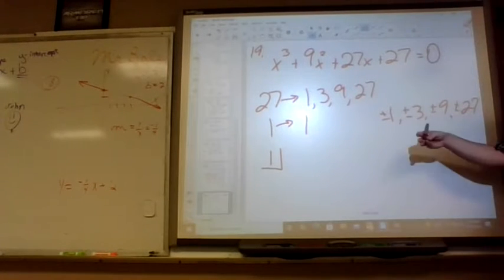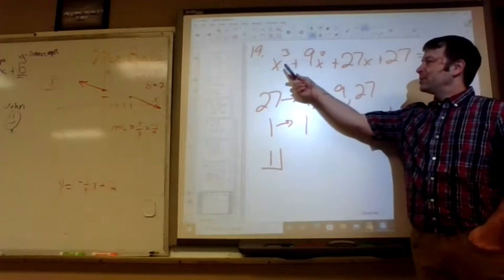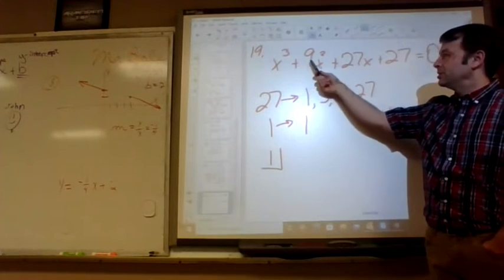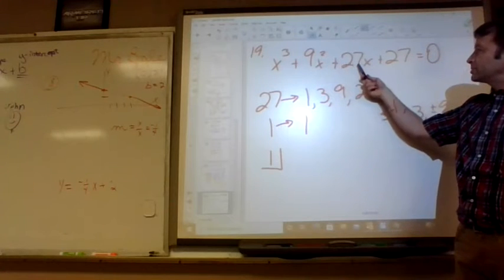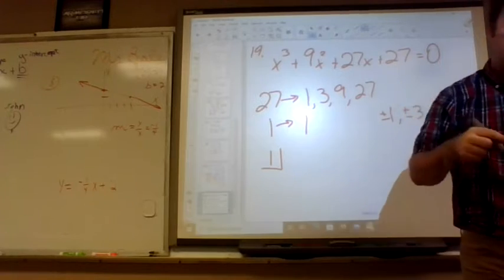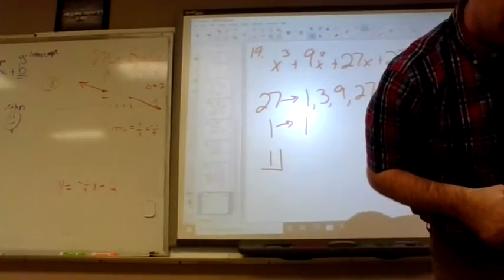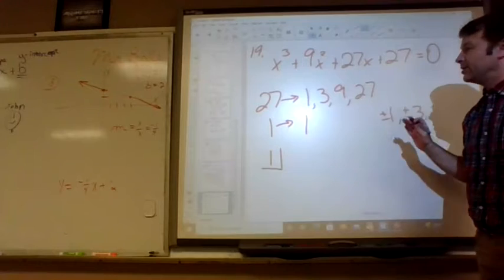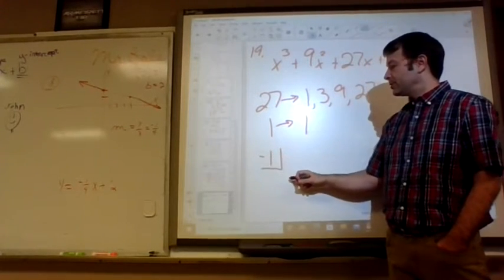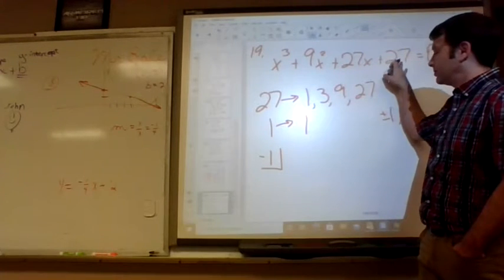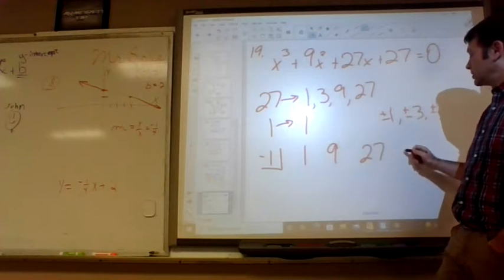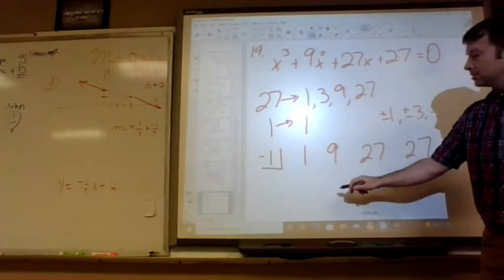Put them all together. Okay, anyway, I'm going to plug it in up here first and see if it works. If I plug in 1, this would be 1 plus 9 plus 27 plus 27. That's definitely not 0. I did copy that down, right? Yes, I did. So I know 1 is not going to work. Negative 1 might work, though. It's a little harder to plug negative 1 in off the top of my head, so I am going to use synthetic substitution and check it out.